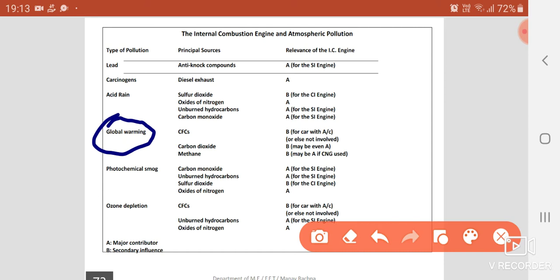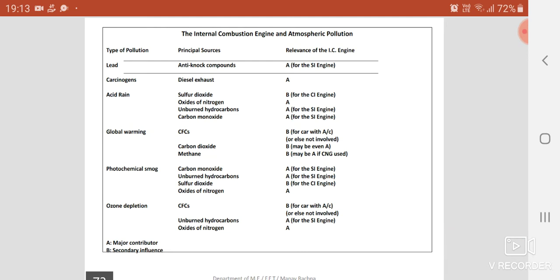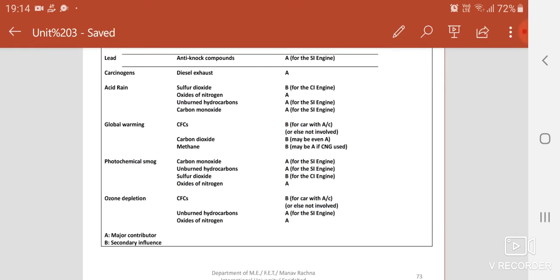CFCs generally react with the ozone layer in the environment. As it reacts with the ozone layer, the ozone layer gets affected. It reacts with CFC and breaks. And because of this breaking, a hole is created in the ozone layer. And through the hole, the ultraviolet ray of the sun comes inside. And ultraviolet ray is one of the major contributors in producing cancer. Skin diseases, skin cancers. It's dangerous for human health.